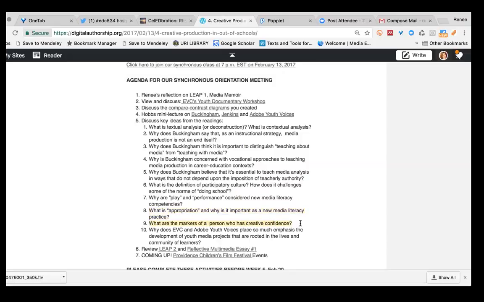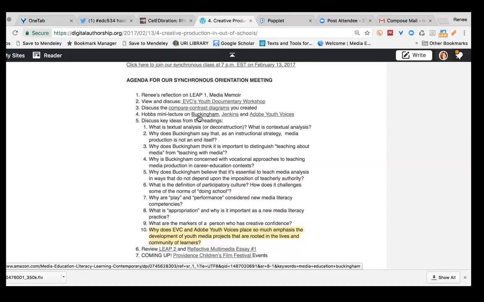Now, what are the markers? This is from the Adobe Youth Voices piece. What are the markers of a person who has creative confidence? And why does EVC and Adobe Youth Voices place so much emphasis on the development of youth media projects that are rooted in the lives and community of learners? Why are those projects positioned so rigorously in the context of addressing community projects?